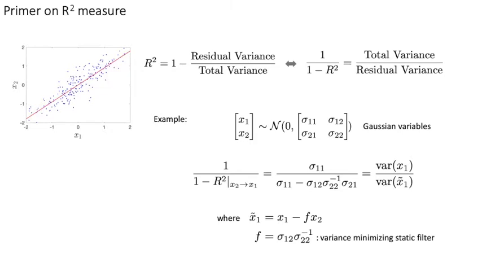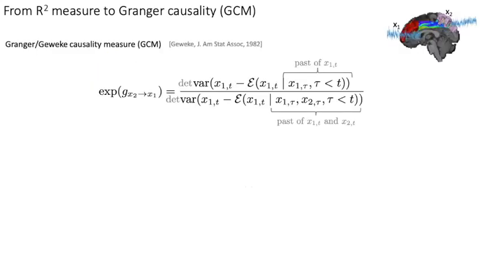The key point to remember is the logic: we defined the R-squared measure by introducing a new variable that has the minimum variance using some kind of filter. Following a similar rationale, we can define the Granger causality measure. The formal definition is from this paper. Suppose we have two time series x1 and x2, and we want to estimate the influence of the past signal of x2 on the current value of x1. The definition of the exponential Granger causality measure is this expression.